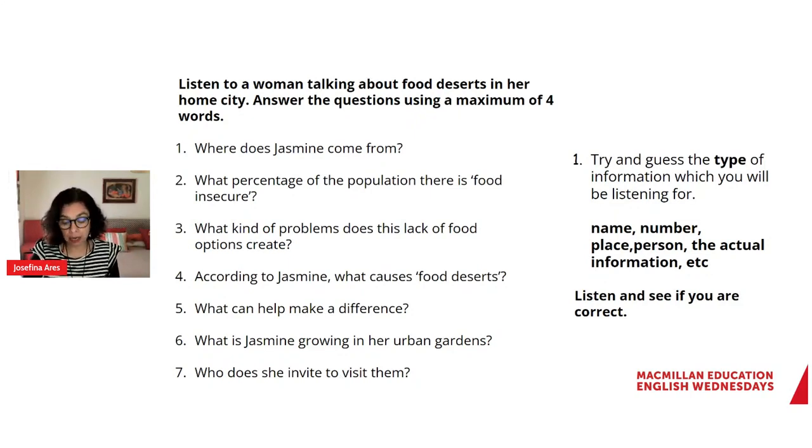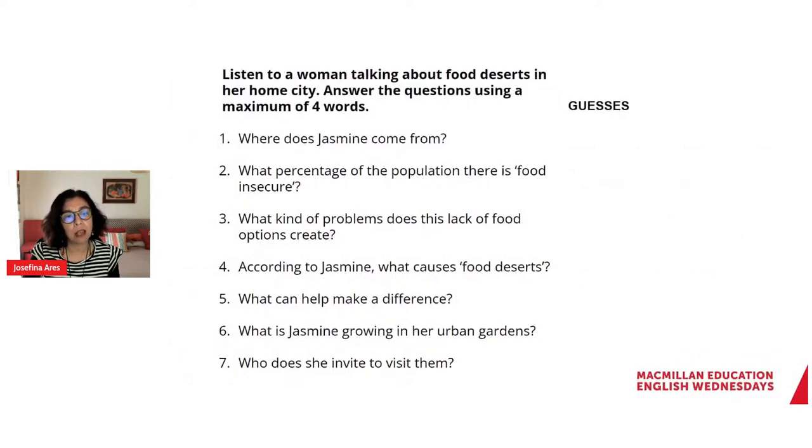But then I've looked at another option for before they listen. Try and guess the type of information which you will be listening for. So are you going to listen for a name, a number, a place, a person, the actual information, etc.? What I mean is getting the students to look at each one of these questions individually and to try and guess what the answers are, in two ways: either the type of answer that they're listening for or the exact word.